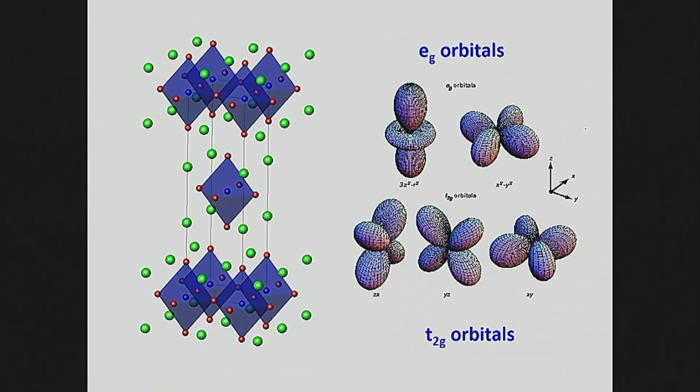And so the transition metal ion is feeling a very strong electric field from these electronegative oxygens. This is referred to as a crystalline electric field. By the way, the structure that I'm showing here is a perovskite structure. It's very common for transition oxides. And this is actually the structure of the parent compound for high temperature superconductivity, lanthanum cuprate. I'm just using it as an example.